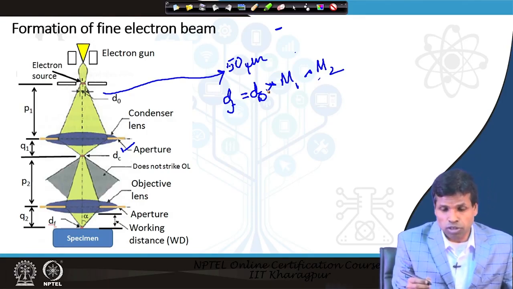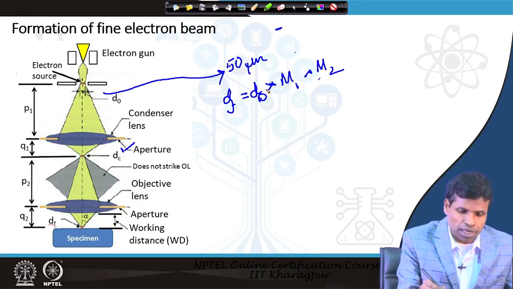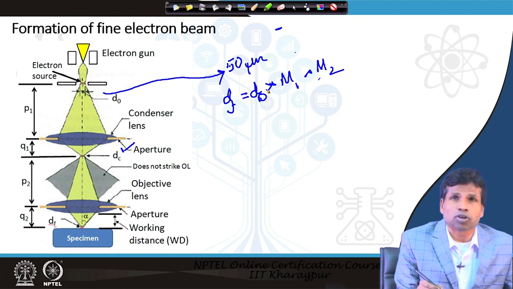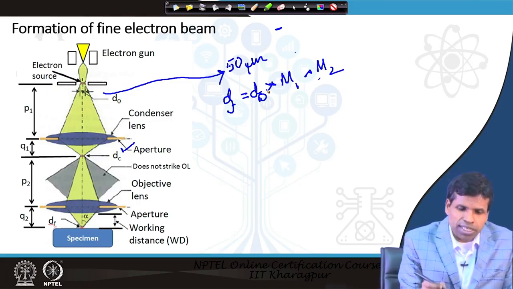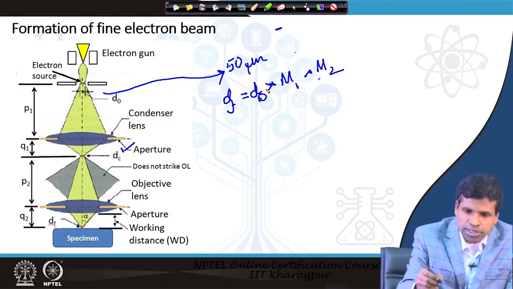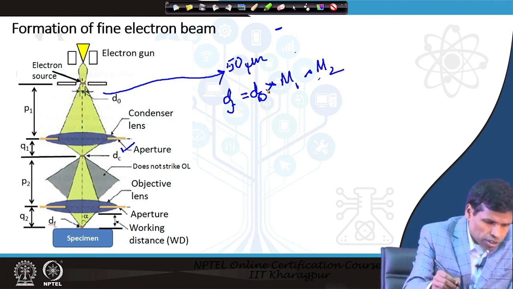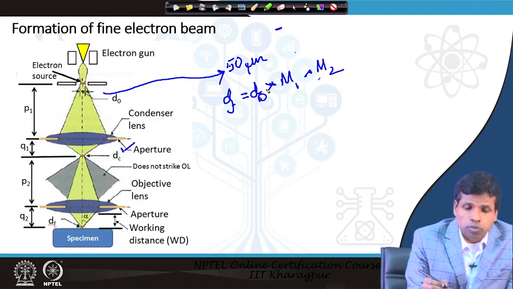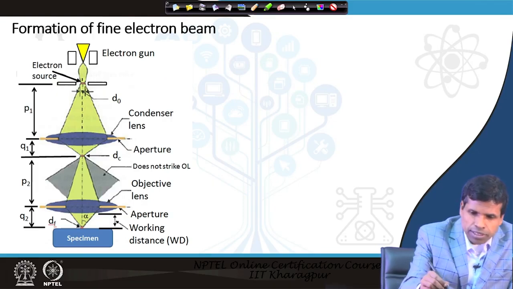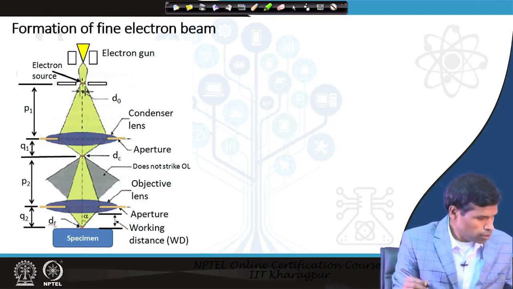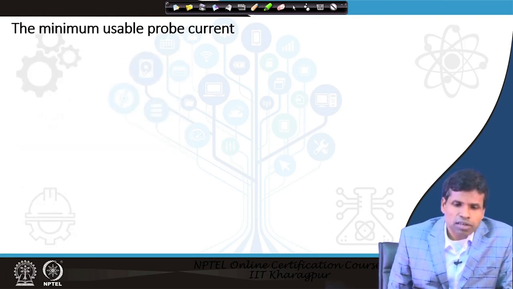It can be infinitely smaller, not an issue, but then the probe diameter will become infinitely smaller, and that probe diameter will have a much lesser probe current, which will not be enough to give us enough signal. If we do not have enough signal coming out of this specimen, then it will not be useful for us. So, in that case, how much probe current do we need to get enough signal? Let us discuss that one. By decreasing the probe diameter, we will certainly decrease the probe current.